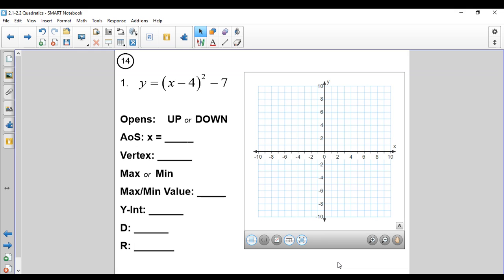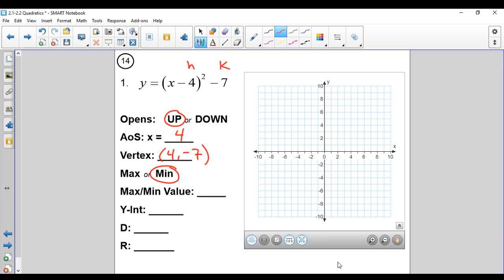So this function opens up. The a value is just 1. We got our h and k. That means our axis of symmetry is 4. Our vertex is (4, -7). Since the function opens up, we have a minimum. The minimum value is the y value of our vertex, so it's just -7.